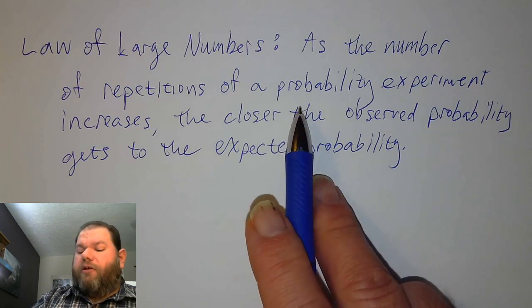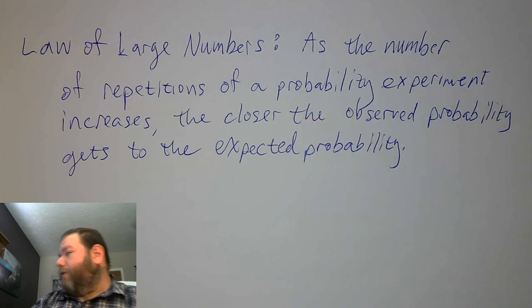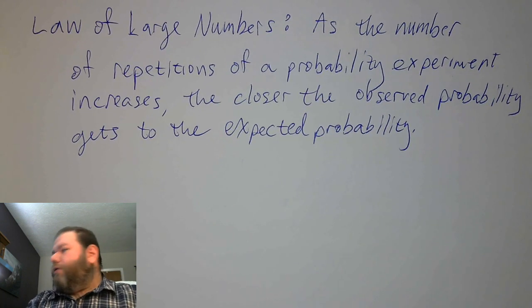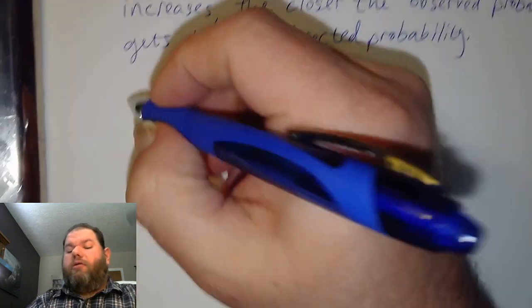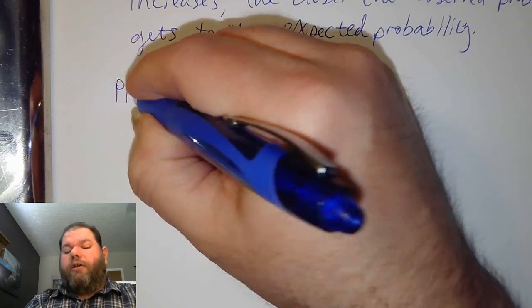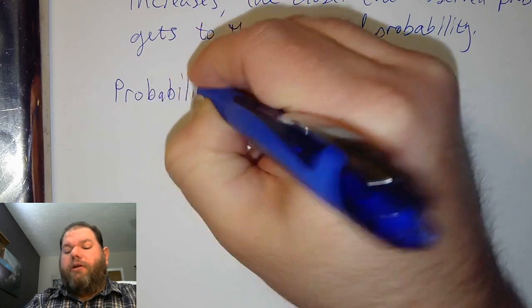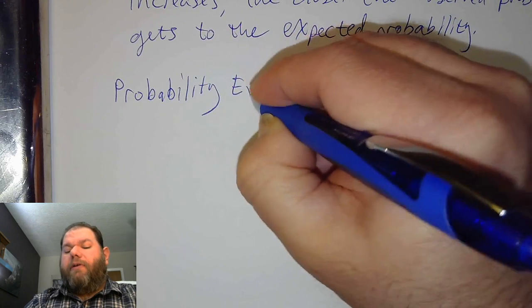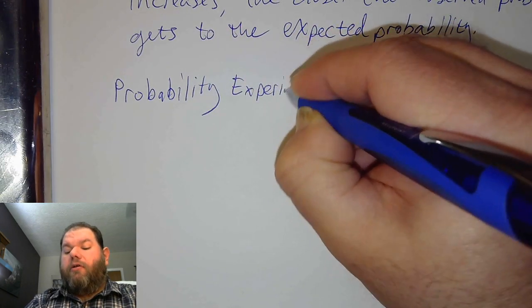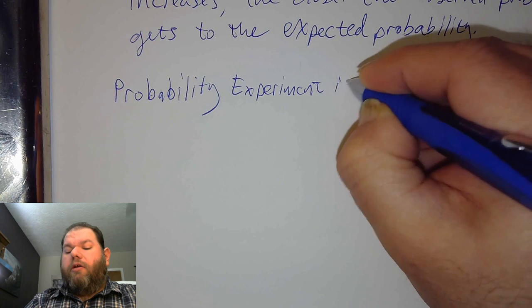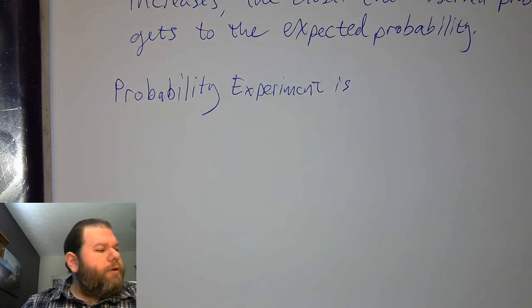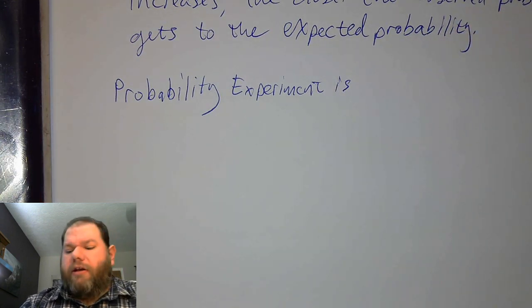Now, I mentioned probability experiment here. Let's define that a little bit further. Again, we're getting into more terminology now. A probability experiment is, probably a good way of saying that is, any process where the outcome is randomly determined.